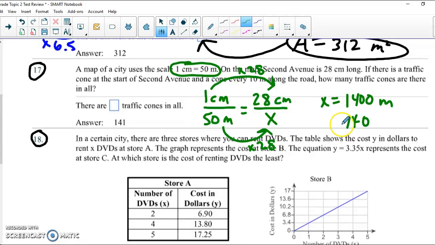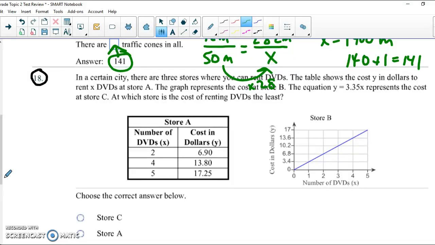tens in 1,400. So there is a cone at the start of 2nd Avenue and then a cone every 10 meters along the way. So every 10 meters plus the one at the start gives us a total of 141 cones in all.